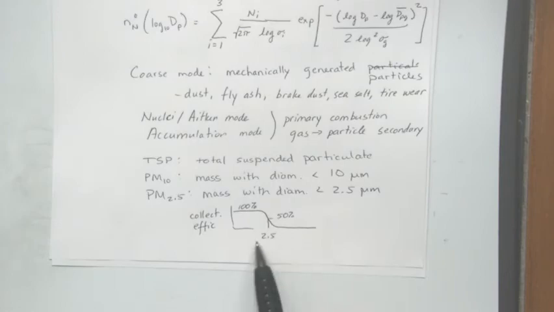And then we said there's many different diameters, and most of these work on some sort of aerodynamic inertial collection. And so this diameter is really the aerodynamic diameter.